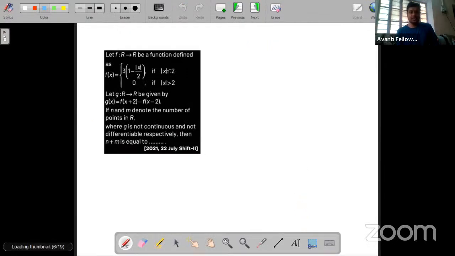Okay, so the next question is, let f from R to R. F is defined from real numbers to real numbers, and f is again a piecewise function. F is defined in these intervals. Now g(x) function is also defined from R to R, and g(x) is given by this function. Okay, so first of all what we'll do, we'll try to draw the graph of f(x).